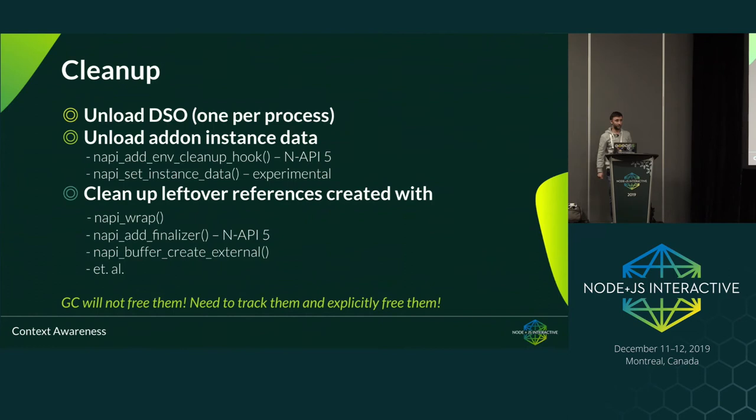So then what do you do, right? If all you have is napi_add_env_cleanup_hook? Well, when you create the binding, you can pass a void star there, which it gives you back when it gets called. So that's a nice way of threading this global state through instead of using a global static, right? You can thread it through, you can pass it to async workers and so forth.